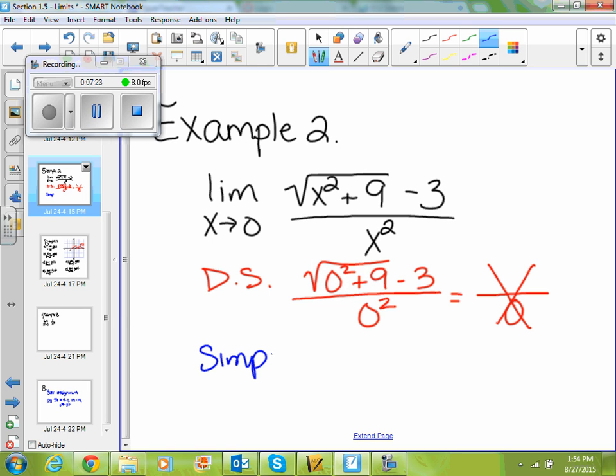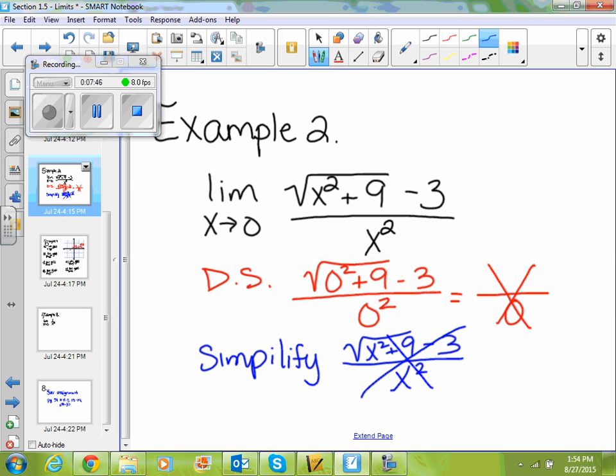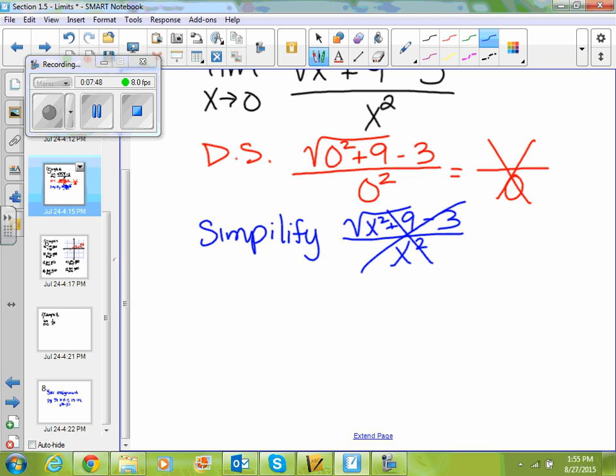The next thing I can try is to simplify it. And so square root of x squared plus 9 can't be simplified or factored. And x squared is just as simple as it gets. So since there's nothing I can do to this to make it simpler, I can't simplify. So the last thing I'm going to do is estimate it using a graph.